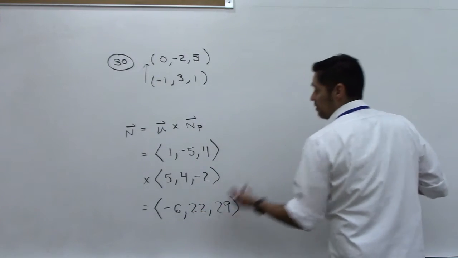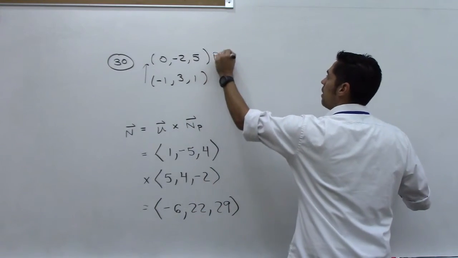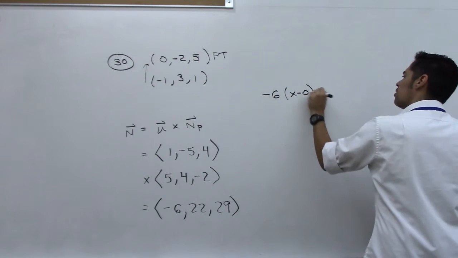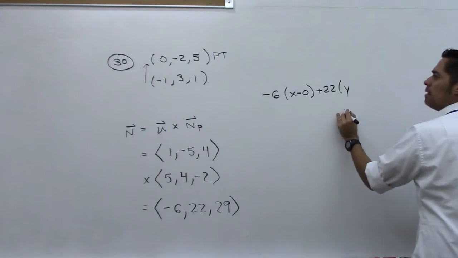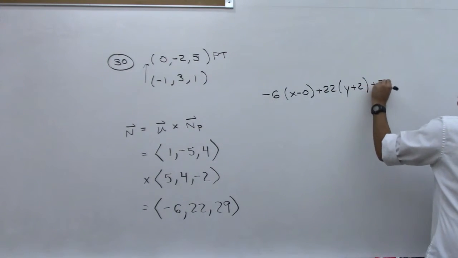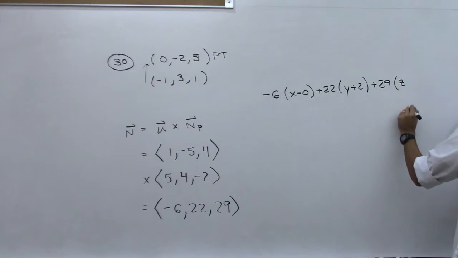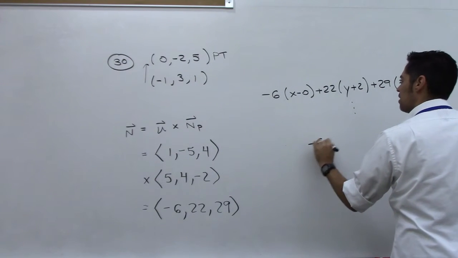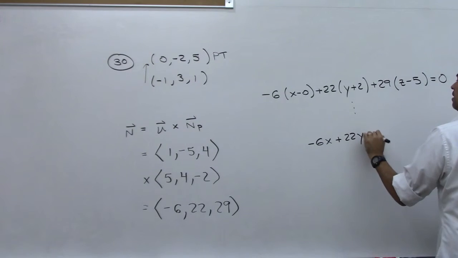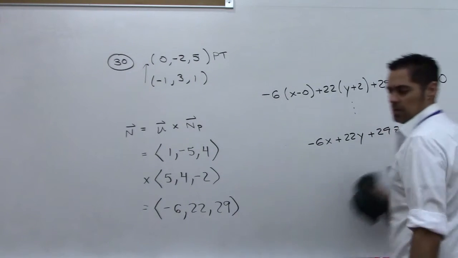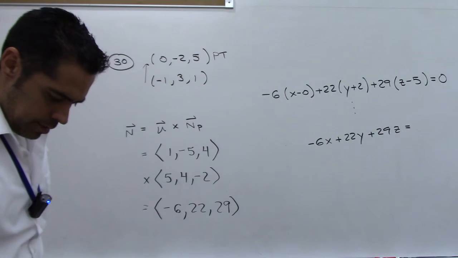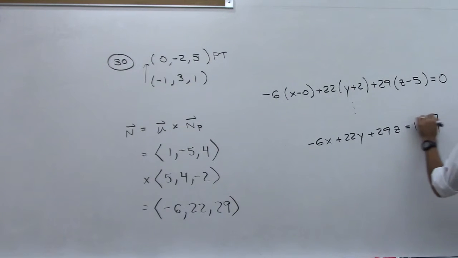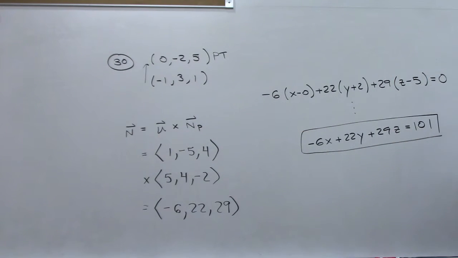So this is my ABC of the plane I'm looking for. I'll use this one as my point. So I have -6, x minus 0, plus 22, y plus 2, and then plus 29, z minus 5 equals 0. And if you simplify this down, you get -6x plus 22y plus 29z equals, I'm going to cheat here, 101. There it is. That's the equation of the plane.